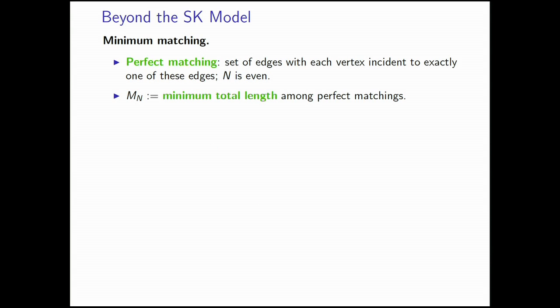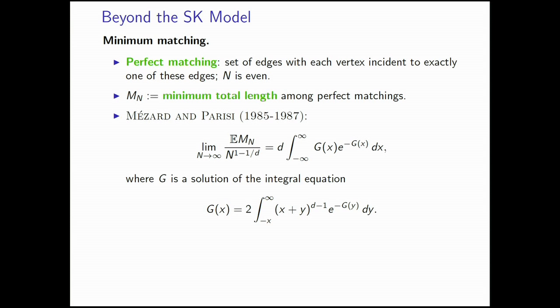And so the physicists discovered that when you look at the length of this minimum matching, it will scale like n to the 1 minus 1 over d, and it's given by some explicit formula in terms of some function g, which is a solution of some integral equation. Now, in most cases, you have to do this numerically, but in pseudo-dimension 1, you can really solve this by hand.